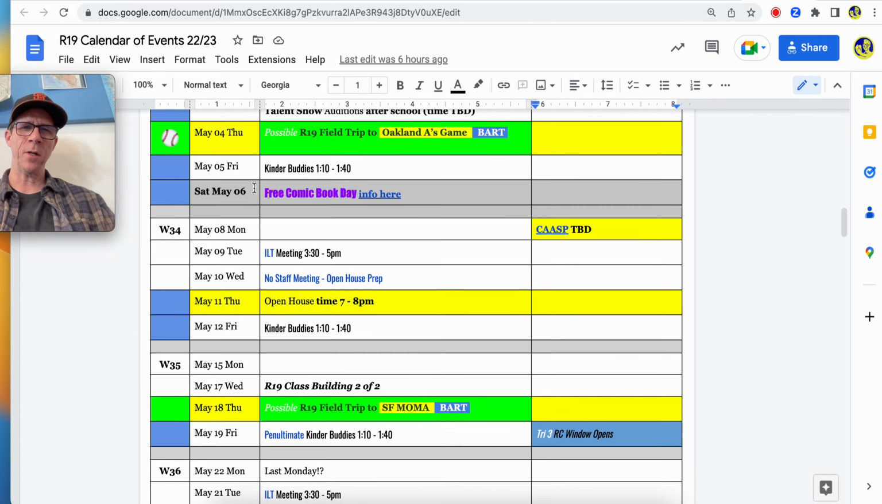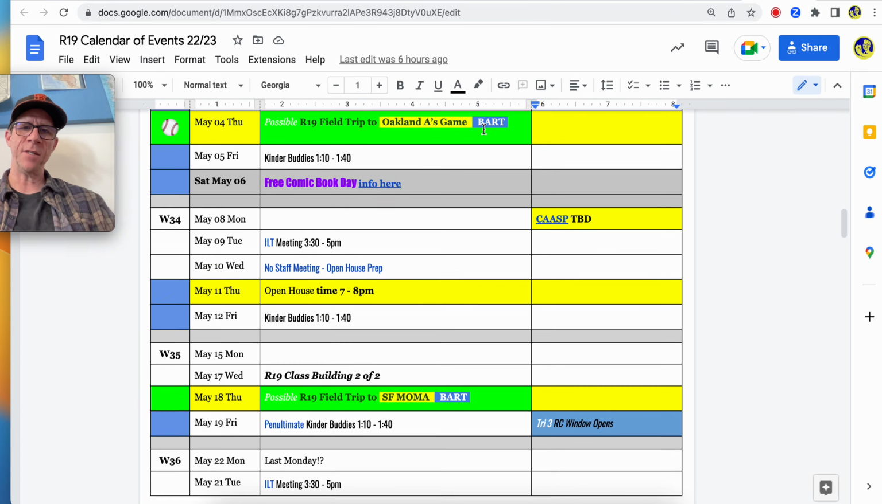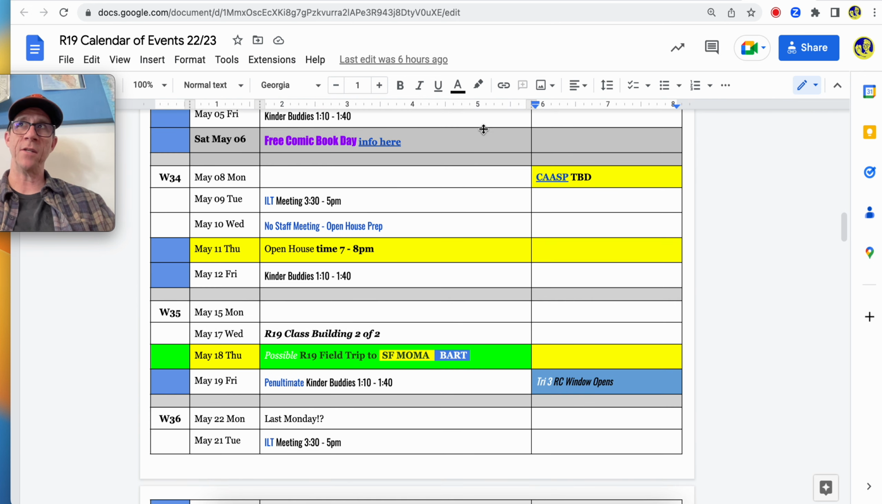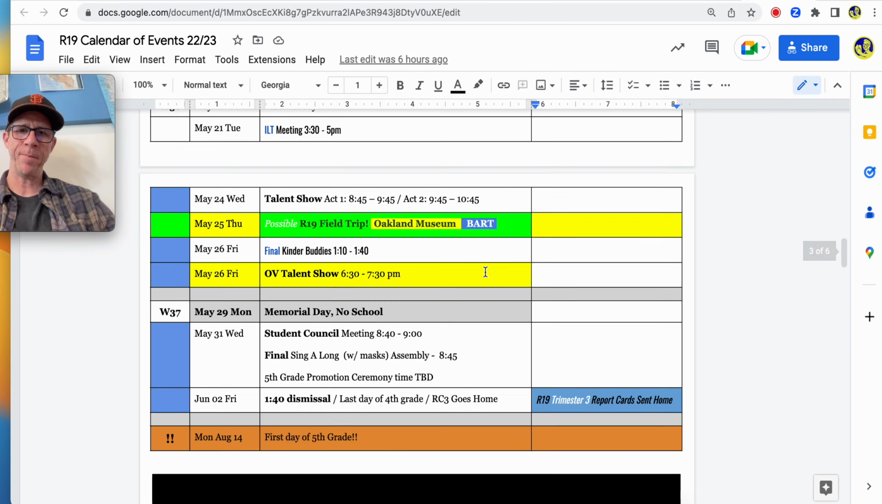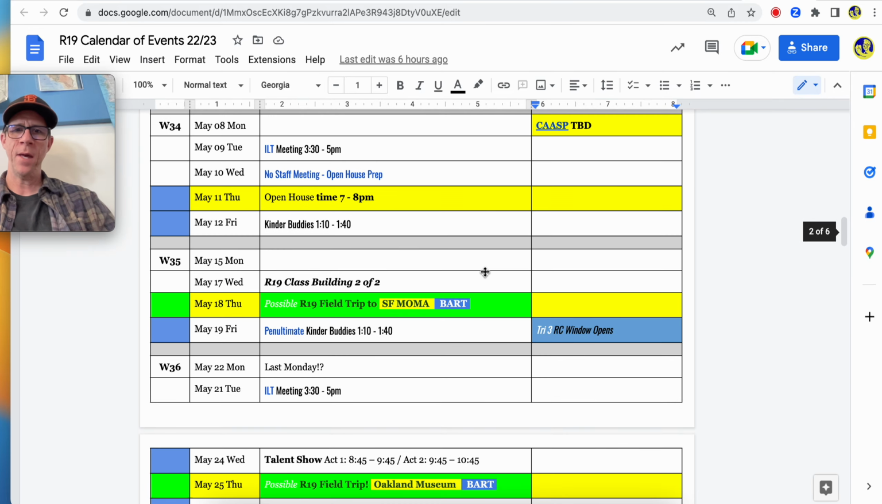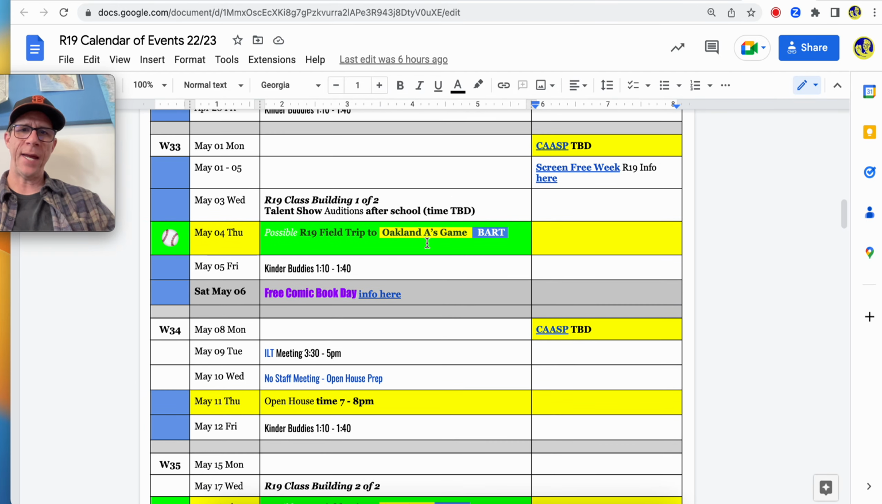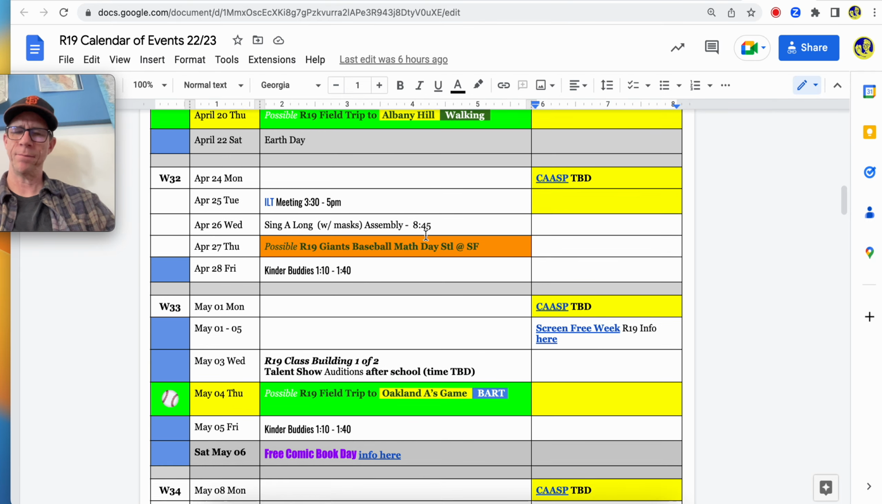The other variable is going to be BART tickets, and the new way BART has decided to handle BART tickets for schools and class field trips. It's brand new, and I haven't done it, so I've been slow to start that process. But I'll look into it, and if it's not too challenging, who knows? At the most, we might do four. Definitely, I feel like at the minimum, we'll do the Albany Hill and the Oakland A's game. I feel like those are going to happen.